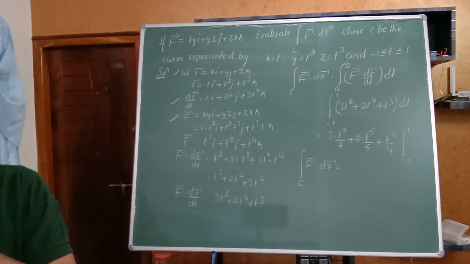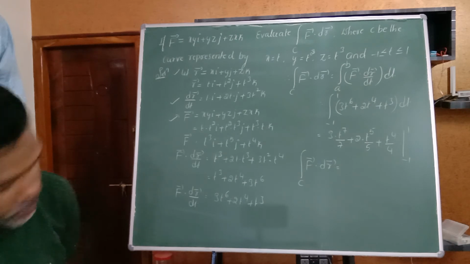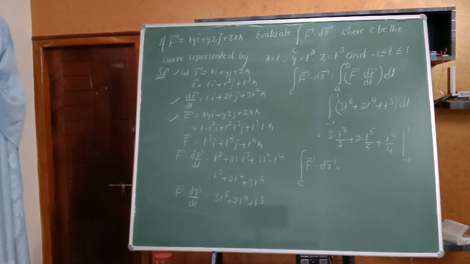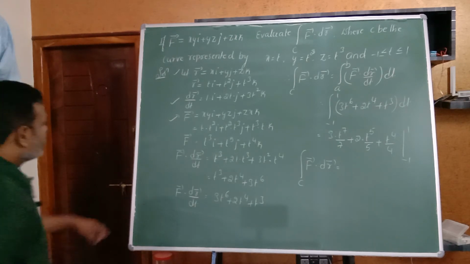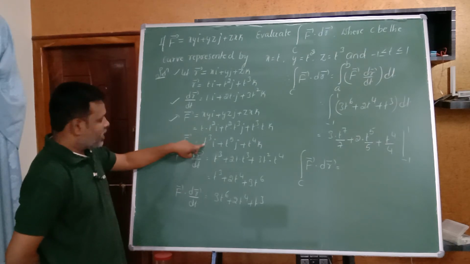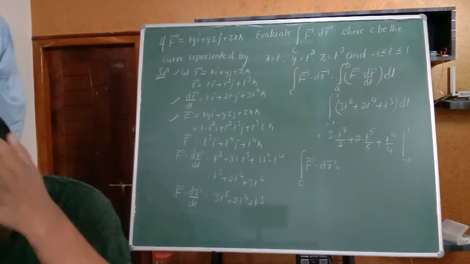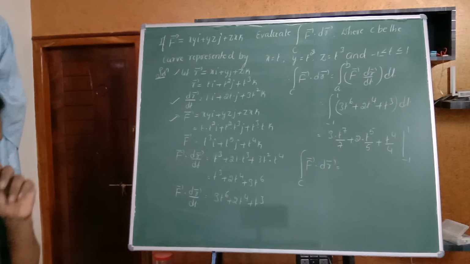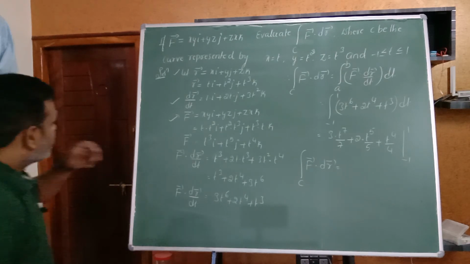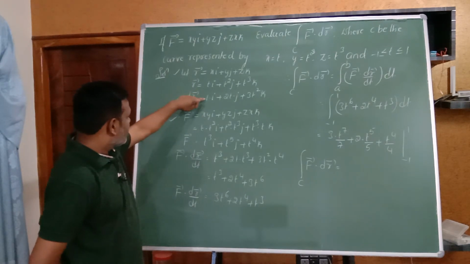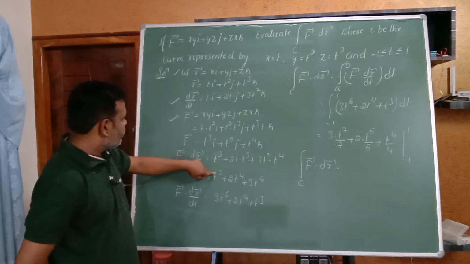Ultimately, what will be the answer here? t cube into i, t power 5 somewhere we got mistaken here. Look here: t, t square, t cube. So t cube by t power 5 j, t power 4 k, right? So we have to multiply. So dr by dt, 1 into t cube.